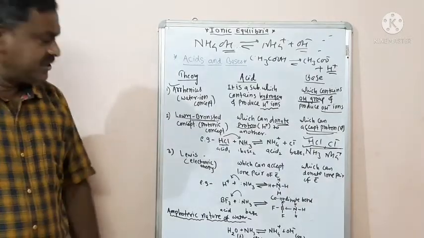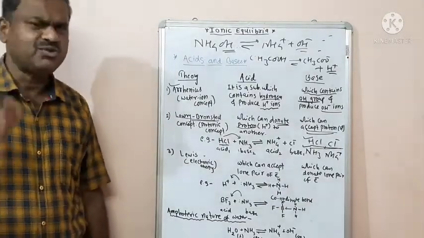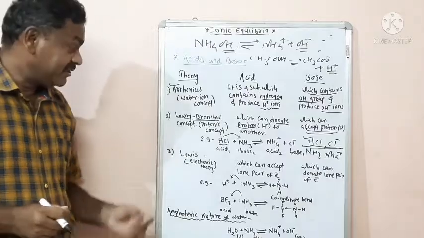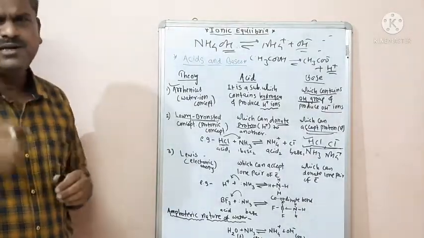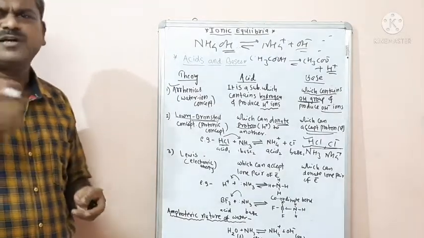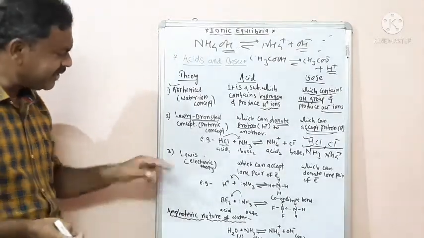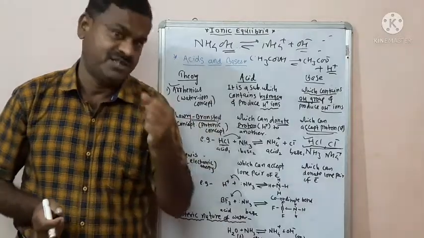Now the third one is Lewis. That is also very important, and the Lewis theory is from the same year, 1923. He proposed that theory, which is very important, and it is also called the electronic theory.